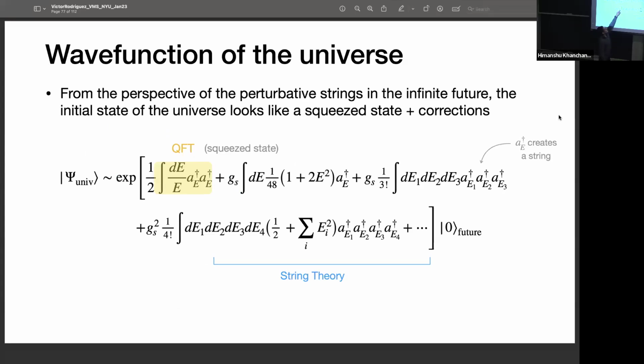The first one, just a 2-point function, is what we might recognize as a squeezed state. And then the next, all the g_s corrections that come from the higher-point amplitudes. So in this sense, by probing the initial state with perturbative states in the future, you can reconstruct, if you're powerful enough to beat all these things, the initial wave function. Okay.